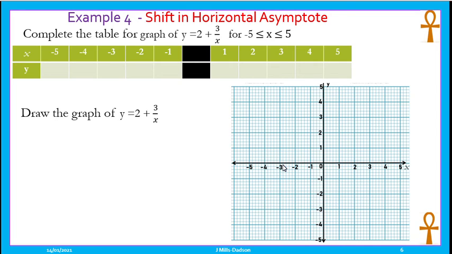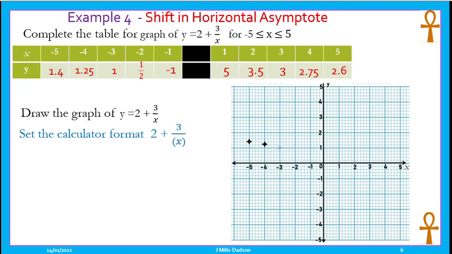Now let's look at what will cause a shift in the horizontal asymptote. We now have y equals 2 plus 3 over x. Let's work out our values and let's plot first one, second one. Okay, something has happened. You could see that the graph will get closer and closer to the y-axis, or x equals 0. You can also see this will also get closer and closer to the y-axis, or x equals 0. So there's no change in the vertical asymptote.